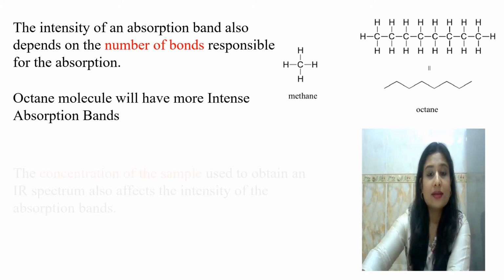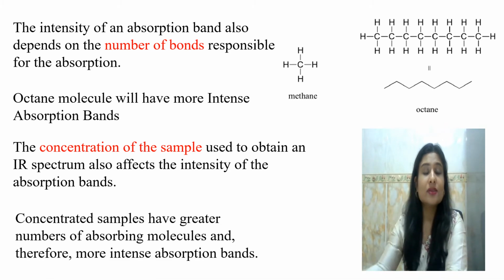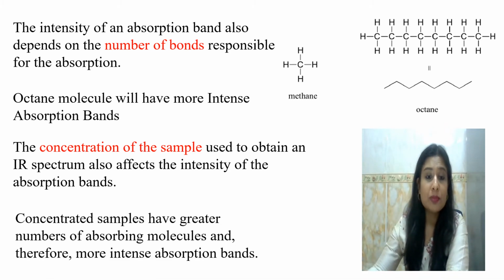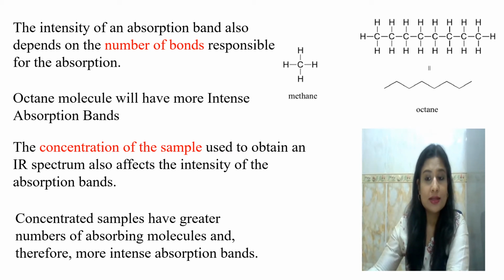Then we have concentration. The concentration of the sample also has a direct effect on the intensity of absorption bands. More concentrated samples mean more molecules are generating that signal, and less concentration means there are fewer molecules present in the sample. So concentrated samples have a greater number of absorbing molecules and therefore they produce more intense signals.